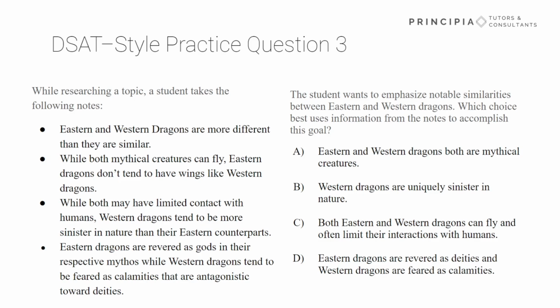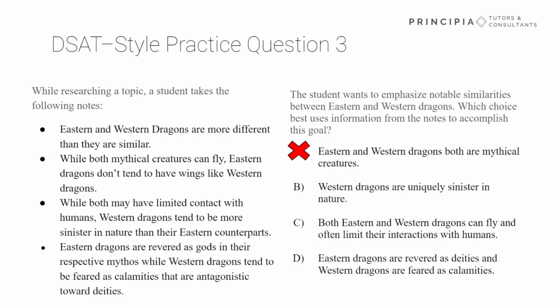All right, welcome back. So what's the goal? The goal is similarities between Eastern and Western dragons. Note the word similarities, plural. Hold on to that, because as we go through the answer choices, that's going to be an important distinction. Looking at choice A, both dragons are mentioned, and it states a similarity. They are mythical creatures. However, since it's just one similarity, and we're asked for similarities, two or more, we have to get rid of choice A.